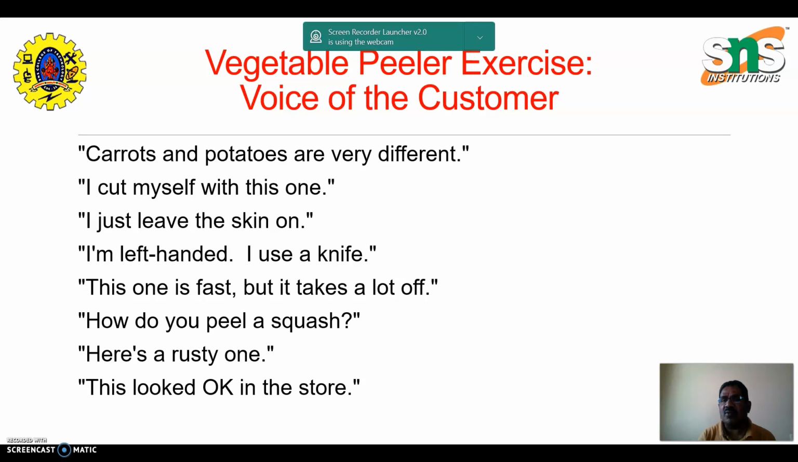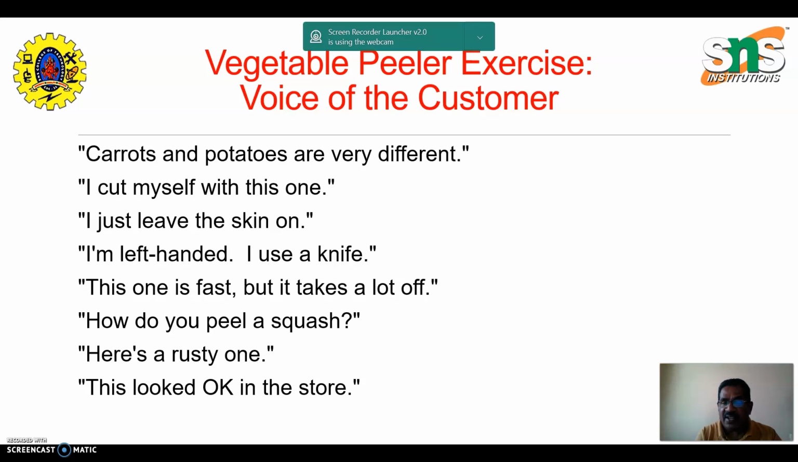We definitely know that carrots and potatoes are different, but they are trying to tell us that I cannot use the same peeler for carrot as well as potato. I cut myself with this one. What does it mean? It means that probably the safety aspect has to be taken care of much more. Or I just leave the skin on. This person does not use the peeler at all. For example, in hotels, for a potato, people put it directly, and then they expect the consumer to take out the skin if they want it or not.